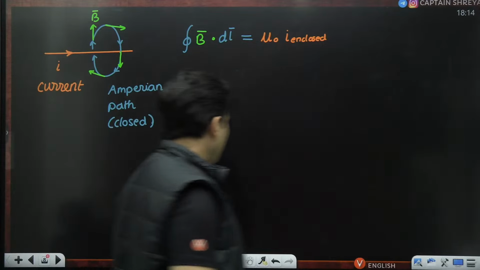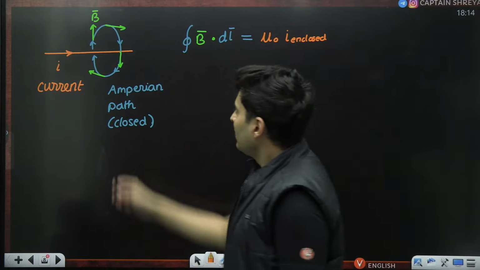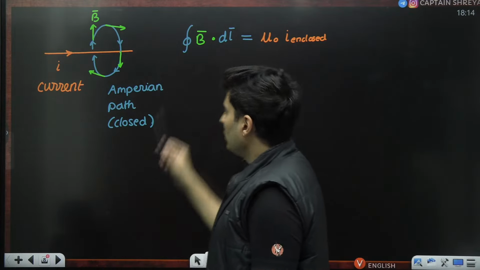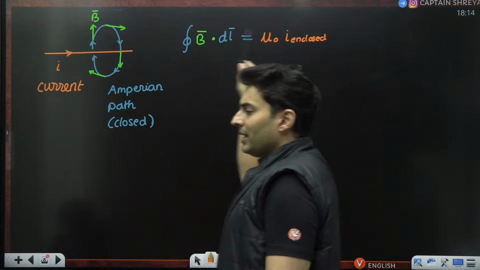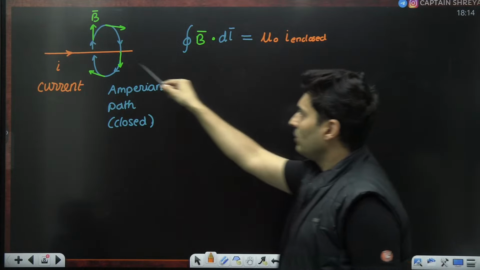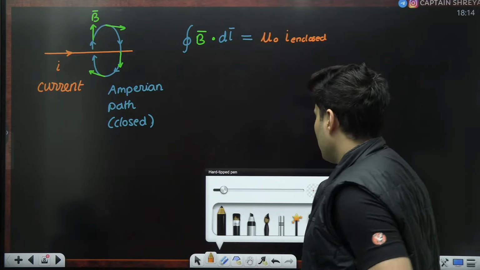This is exactly what your Ampere's law was. I hope you remember it. It's a small recap of that. The dot product of the magnetic field with the path length around that loop is the permeability times the current which passes through that particular section. That is what this is all about.